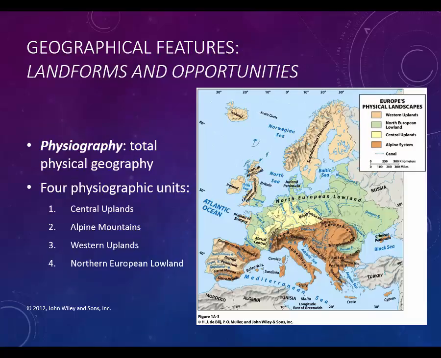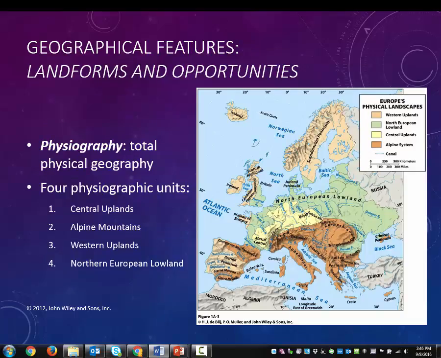In Europe, we're looking at a varied climate and a number of natural environments. We can identify 4 units of physical landscape: the central uplands, the southern alpine mountains, the western uplands, and the northern European lowland. You can see these in Figure 1a3. Europe has historically benefited from rivers and seas, which serve as its boundaries, to navigate through the realm and beyond.